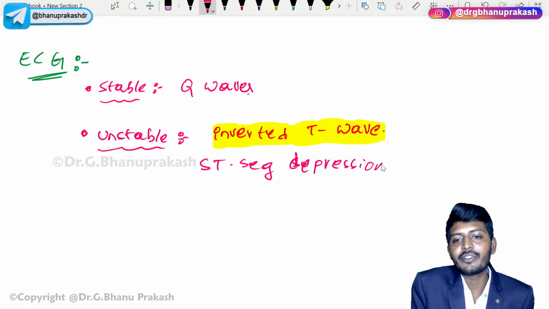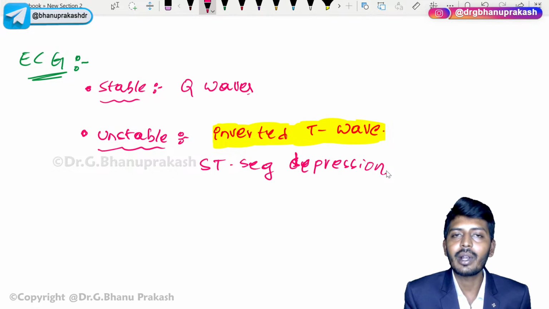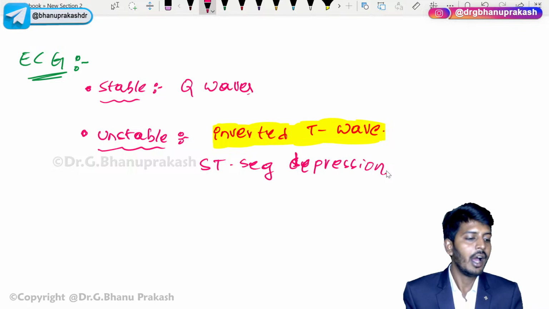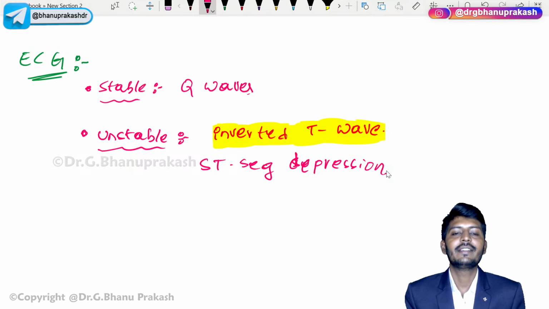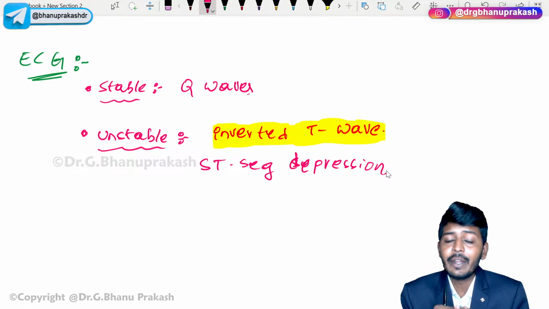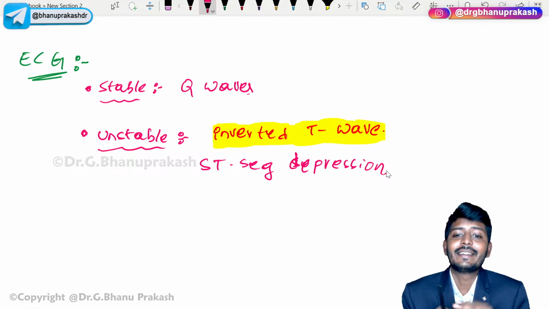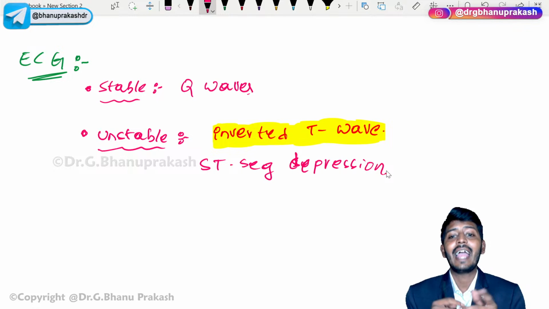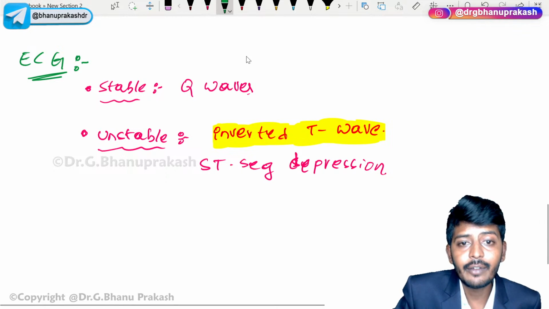So ST depression will occur as a result of what? Ischemia and angina. So what are the changes we can find in the ECG for a patient with angina? Q waves, right? Inverted T waves and ST segment depression. ST segment depression is also suggestive of angina.